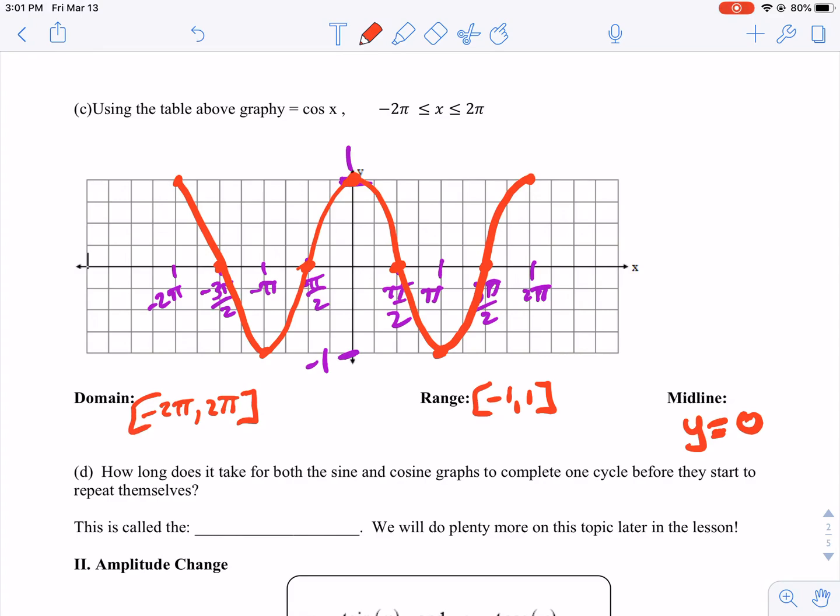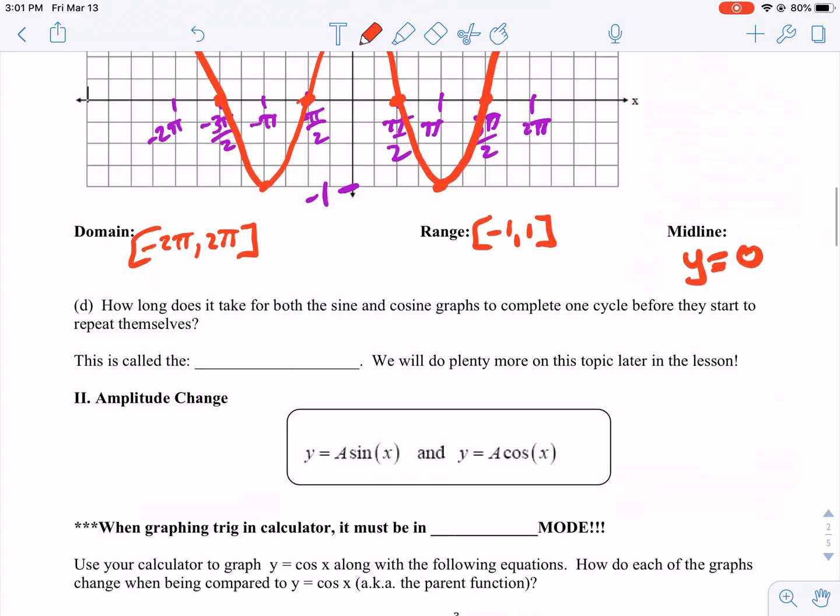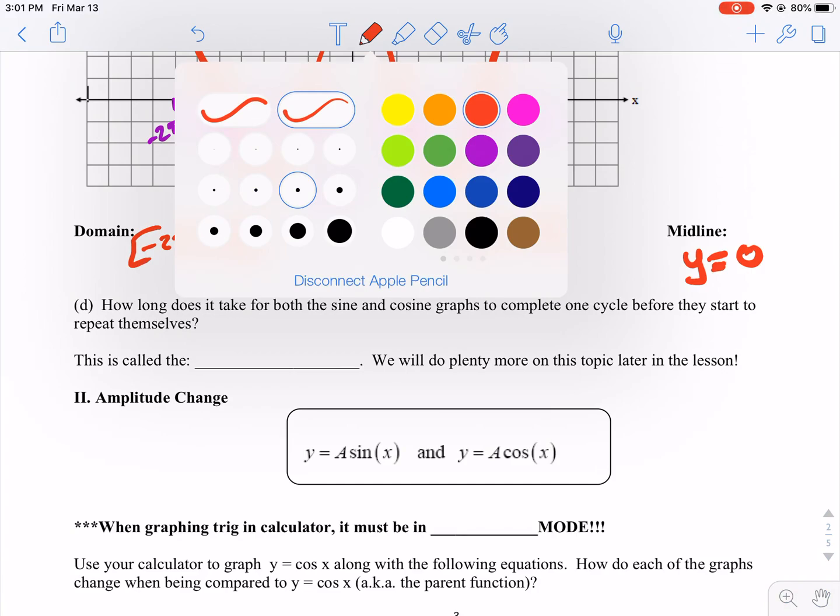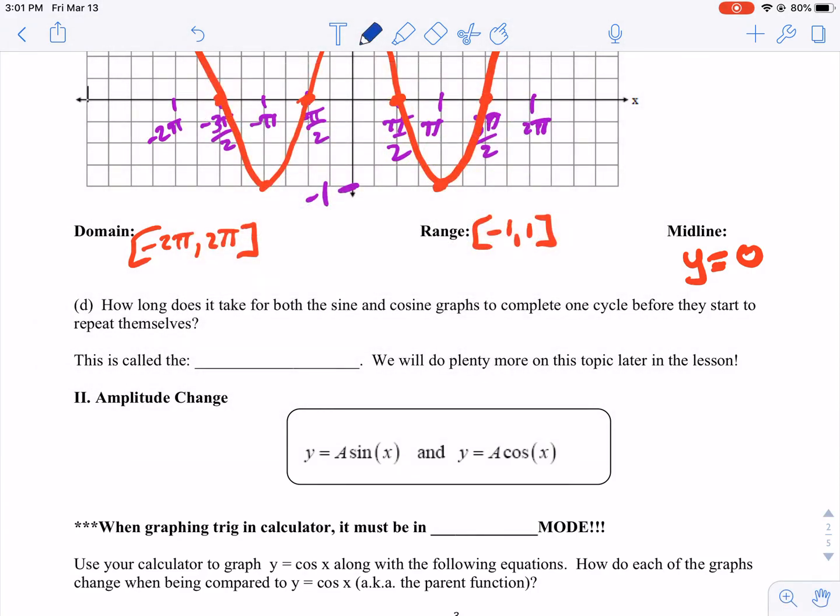You've done transformations of functions already in Algebra 2, and yes, they will throw some transformations of trig functions at you as well. So that midline will change when we start getting into transformations. All right, how long does it take for both the sine and the cosine graphs to complete one cycle before they start to repeat themselves? 2 pi. So when we started graphing at 0 and we got to 2 pi, that was one full cycle. And if we graphed past 2 pi, we would just start the same pattern all over again.